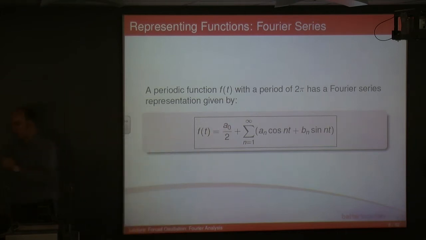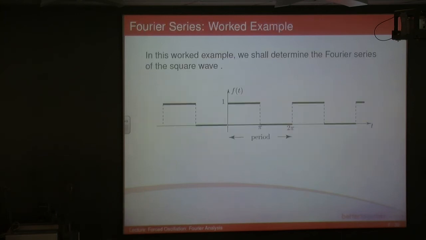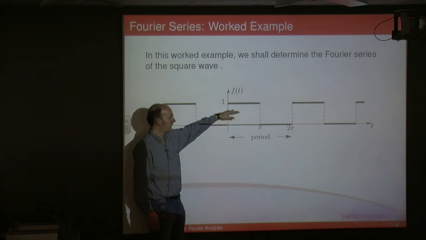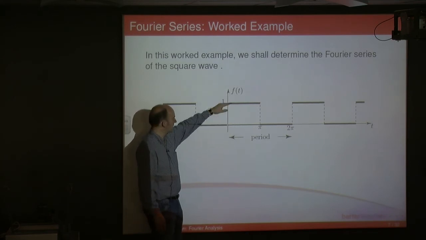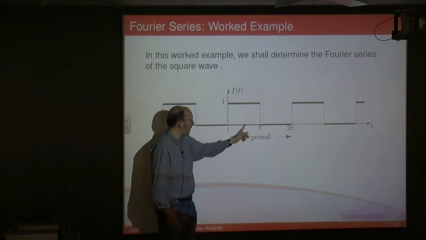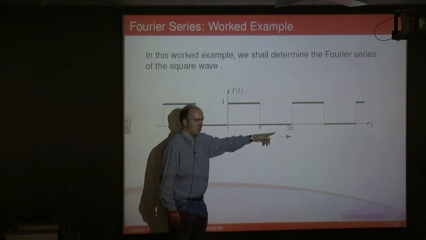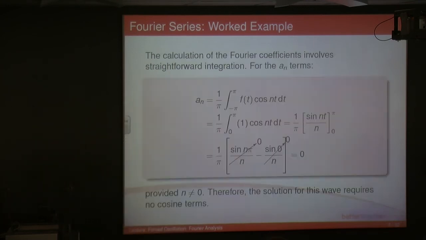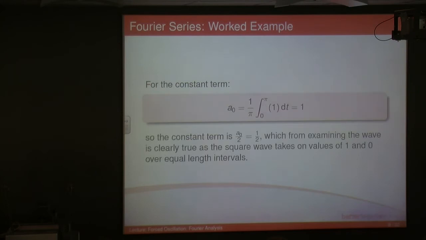And that makes sense, because if you look at the square wave, it's quite clear that you've got equal intervals of value 1 and value 0. So therefore, the average term must be half. Now, it won't always be half. It depends on what your function is. But in this case, because it's spending an equal amount of time at 1 and at 0, the average must be 1/2, which is where that a0 upon 2 comes from. So the constant term is a0 upon 2, which is 1/2, which from examining the wave is clearly true as the square wave takes on values of 1 and 0 over equal length intervals.